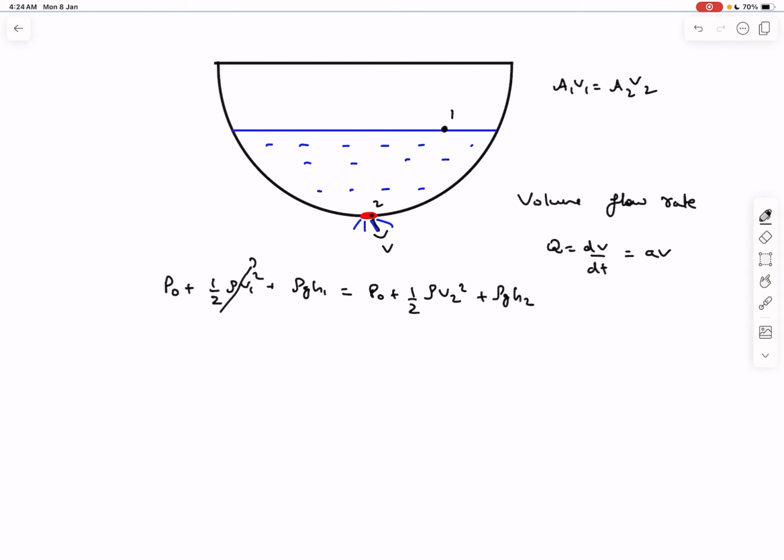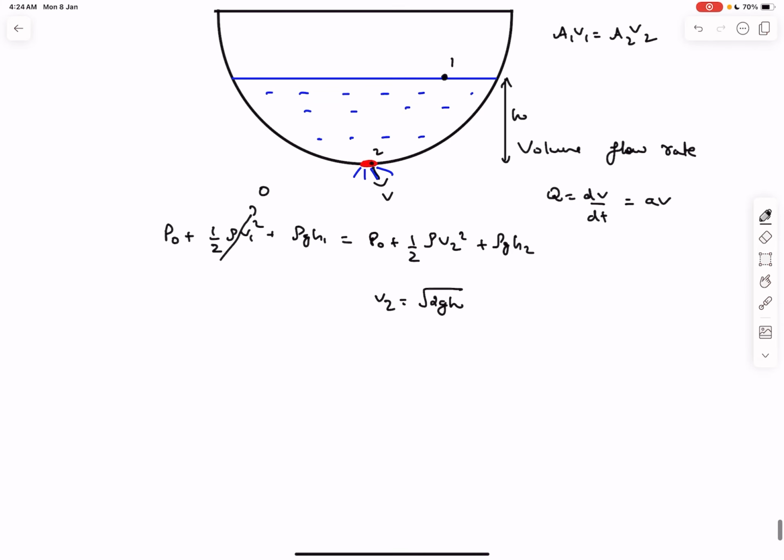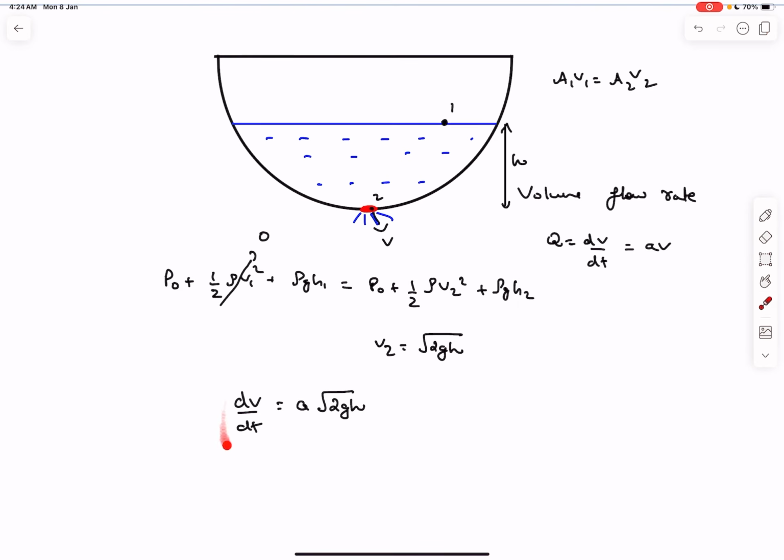So we can basically neglect this term, and as you might imagine, this just turns out to be our typical efflux velocity that we know as Torricelli's law. This becomes root 2gh, where h is the distance of the hole from the free surface of the water. Now as we have determined the efflux velocity, we can write the volume flow rate dV by dt.